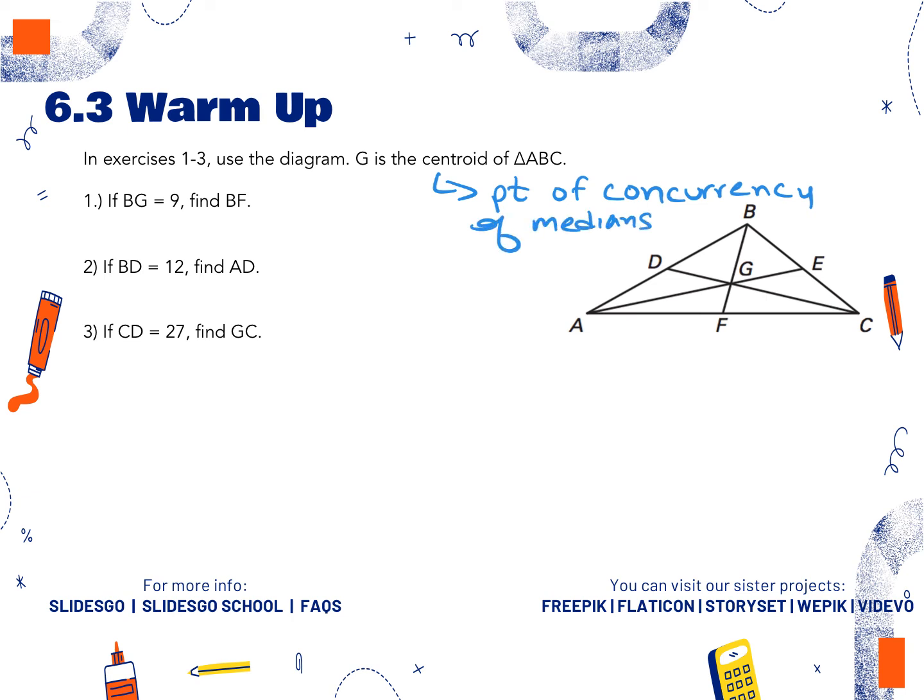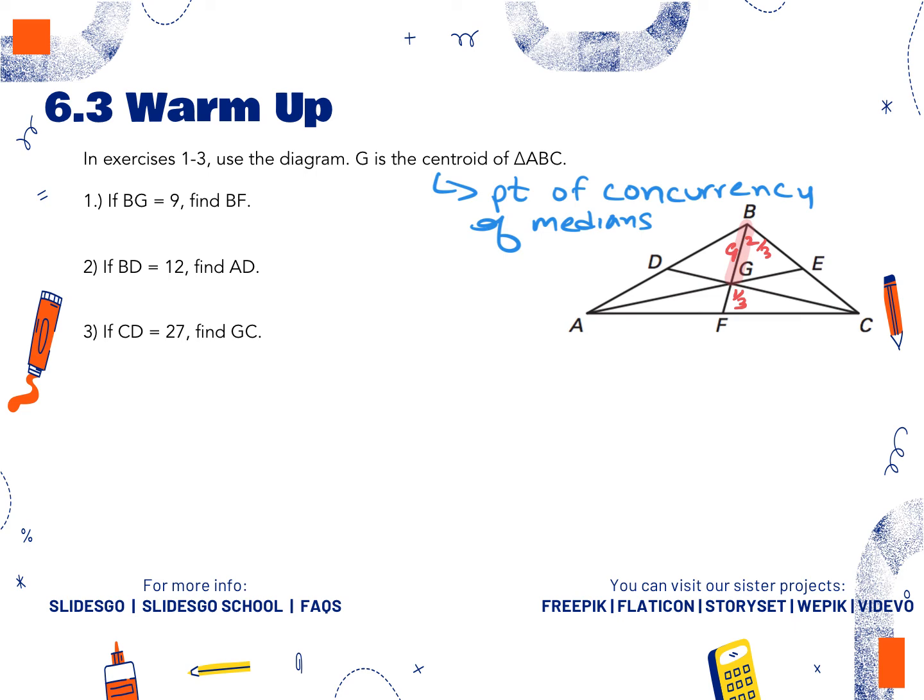For the first one, they're giving me the length of BG. BG is right here, and they're telling me this little piece is 9. They want me to find the length of the entire median. Remember, this 9 is the 2/3 portion. It's coming out of the vertex to this centroid. And then over here would be the 1/3 part.